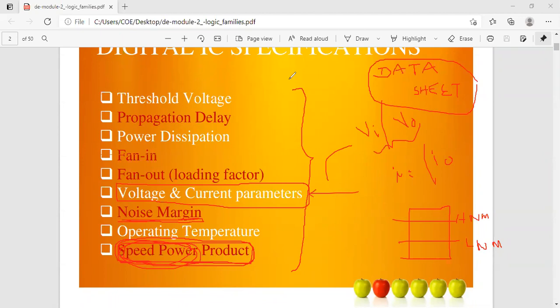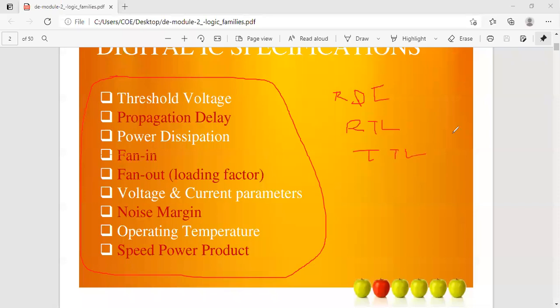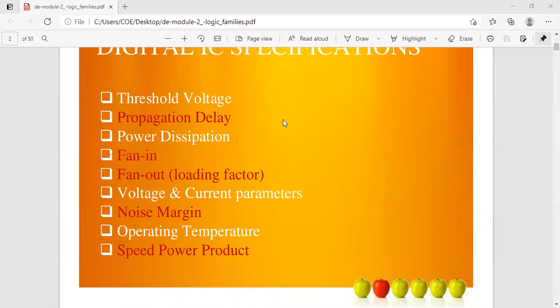You might have seen all this in data sheets. In case you have not practiced, at least go through some YouTube videos, which will give you more valuable information. These are all the basic information, whatever the logic family is. The last class discussion was RDL, that means resistor diode logic, or RTL, resistor transistor logic, or transistor logic, or whatever logic we are discussing. Everything has these parameters.